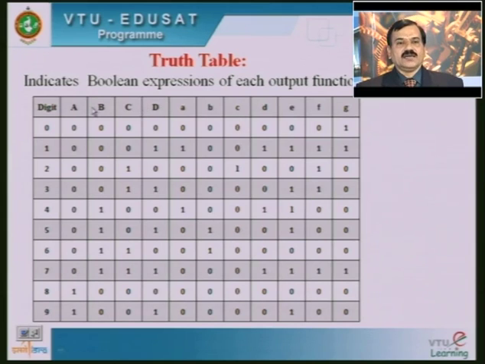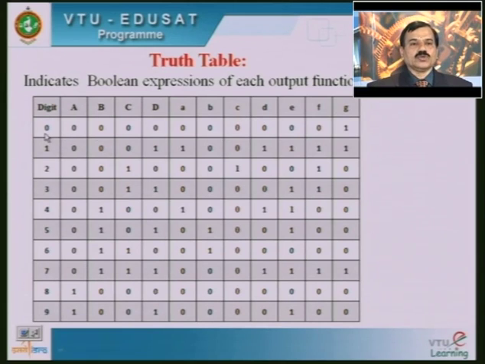To achieve this kind of thing, we are going to select A, B, C, D, 4 variables, and these are the segments a, b, c, d, e, f, g. These are the 4 segments and these are the 4 inputs. Capital A, B, C, D are the inputs, and the small a, b, c, d, e, f, g are treated as individual segments of the 7-segment LED.